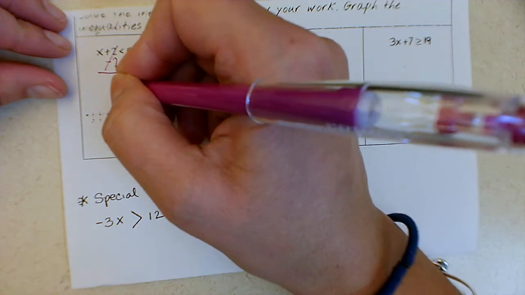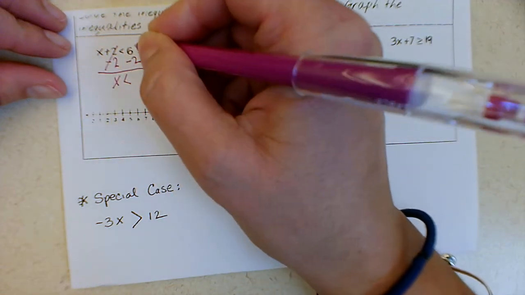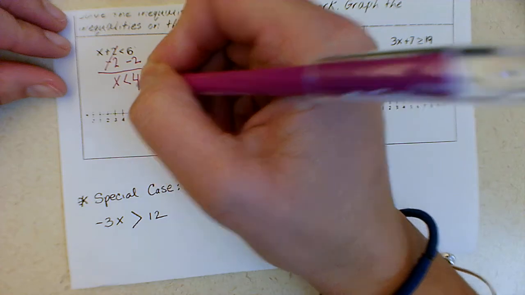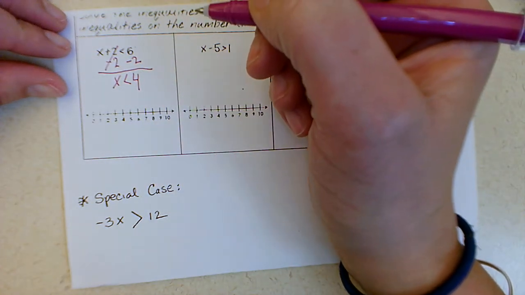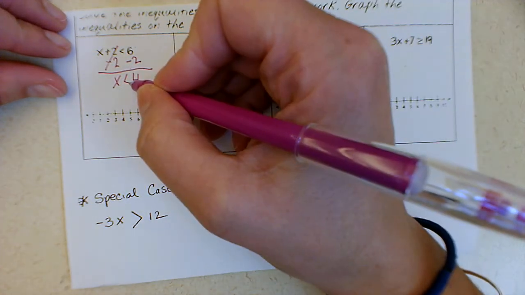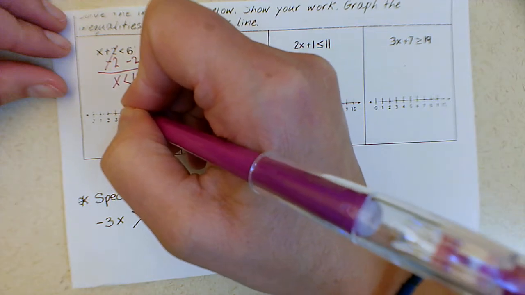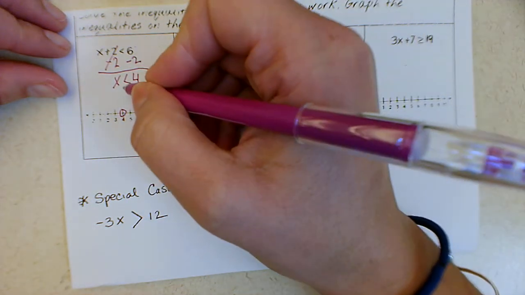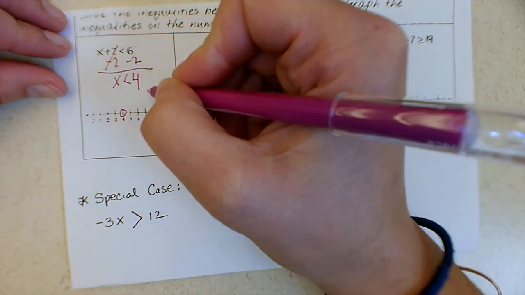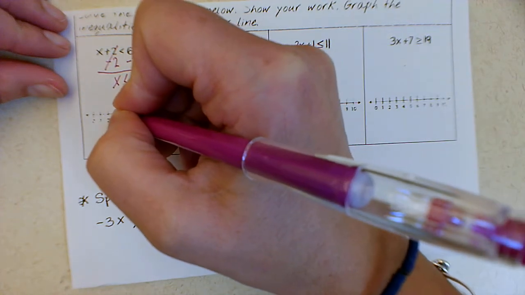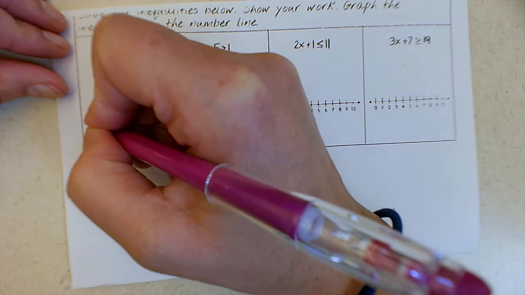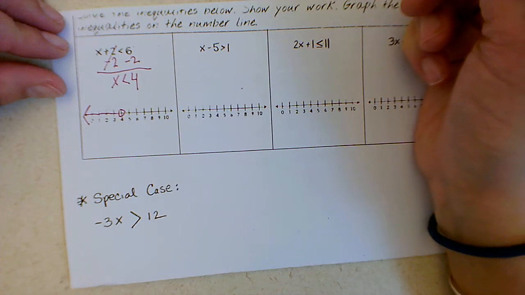So we bring down the x, we bring down the less than symbol. 6 minus 2 is 4. So x is less than 4. This is a less than sign, so that gets an open circle on 4. And we have to think about all the numbers that are less than 4. Well, 3 is less than 4, 2, 1, 0, so all these numbers are less than 4.